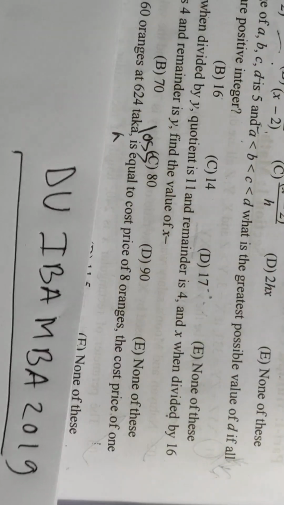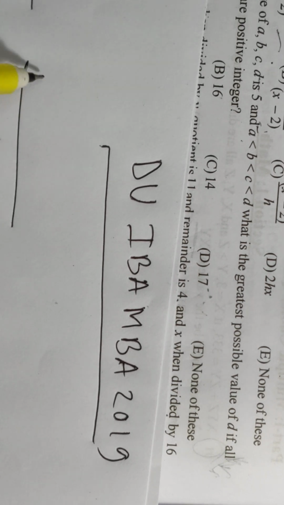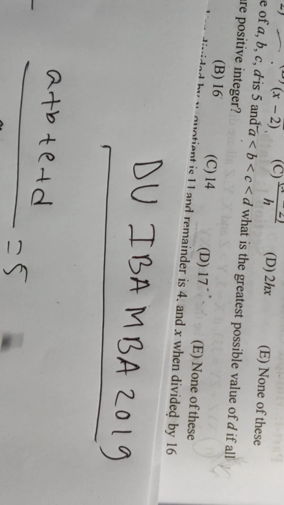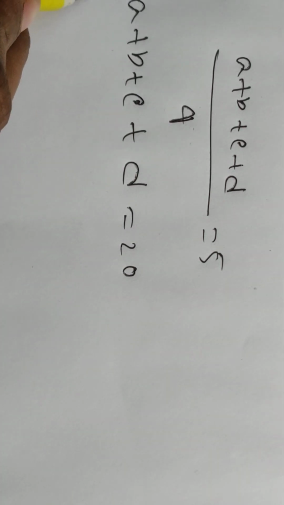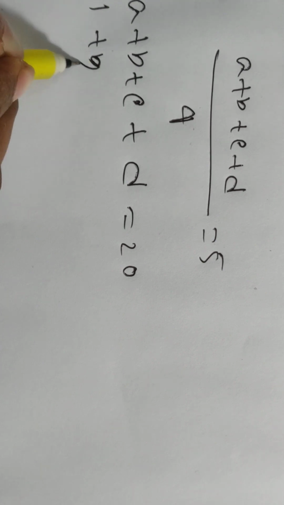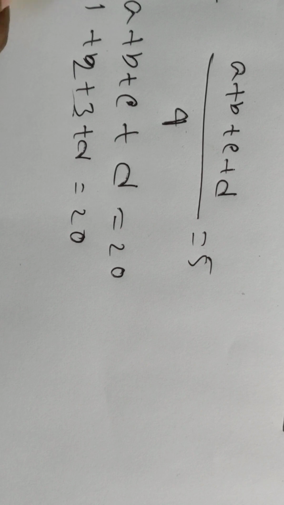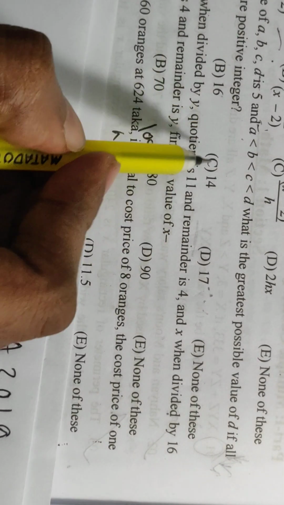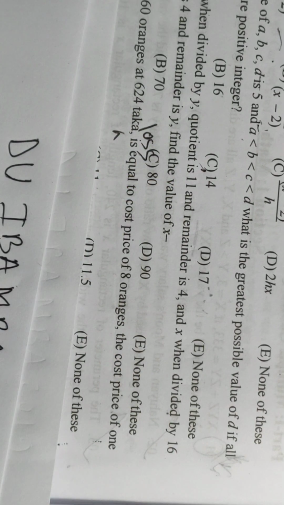From question number 11, we know how to get the average. A plus B plus C plus D, 4 numbers, divided by 4 equals 5. Then A plus B plus C plus D equals 20. So if we let A equal 1, B equal 2, C equal 3, then D will get 20 minus 6, so D equals 14. So D is the possible value. I think the answer is C.